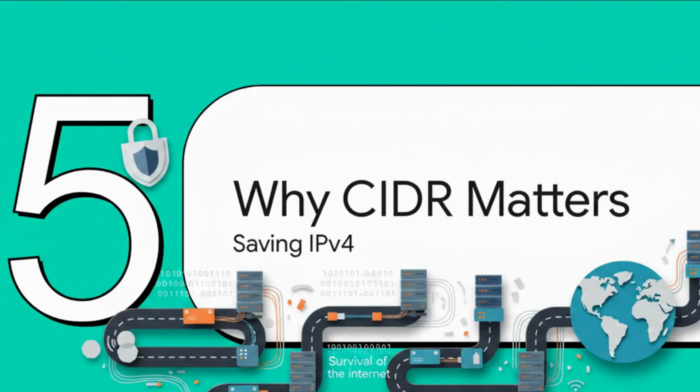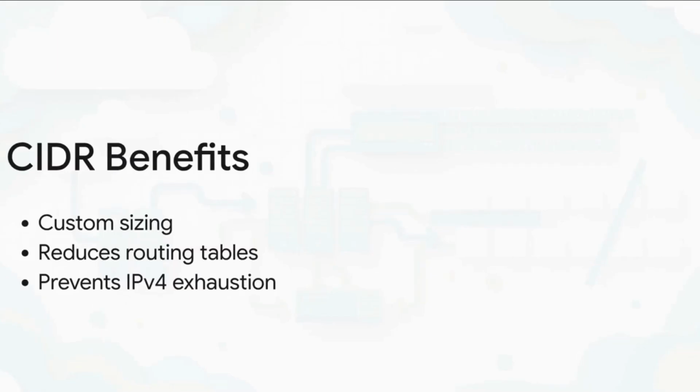Finally, Section 5. Why CIDR matters. Saving IPv4. To sum all of this up, the ultimate benefit of CIDR is that it lets administrators allocate exactly the space they need. It provides highly customizable network sizing rather than forcing everyone into those clunky fixed classes. Because of this amazing efficiency, it drastically reduces routing table sizes across the whole internet. But most importantly, it prevents the rapid exhaustion of IPv4 addresses. It literally bought us time.